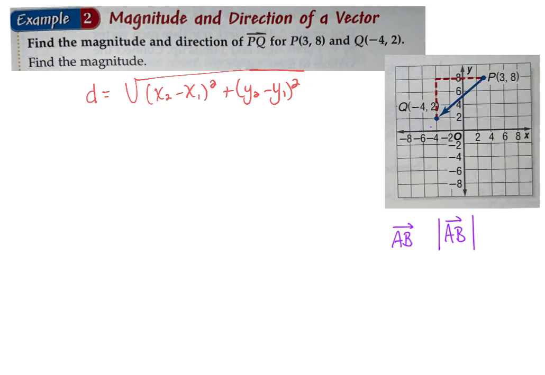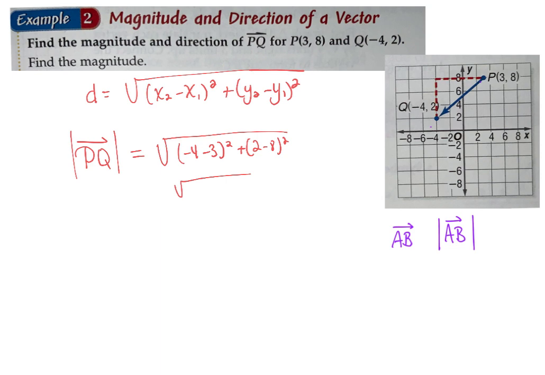So my magnitude, which is represented PQ with my little absolute value notation, is going to look like this. I'm going to say -4 minus 3 squared plus 2 minus 8 squared. All right. -4 minus 3 gives me -7, squared gives me 49. And then 2 minus 8 gives me -6, squared, 36. All right. And so I get 85, the square root of 85. And when they plug that into a calculator, 9.2. All right, so that would be my magnitude. Magnitude's easy. They're just asking for length. That's all they're asking for.